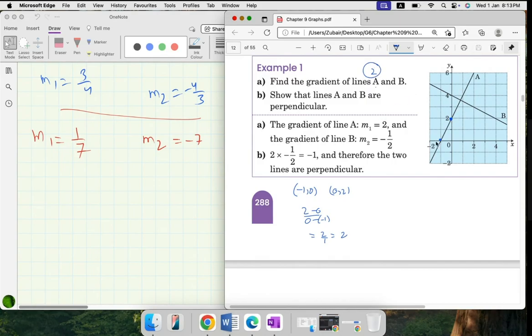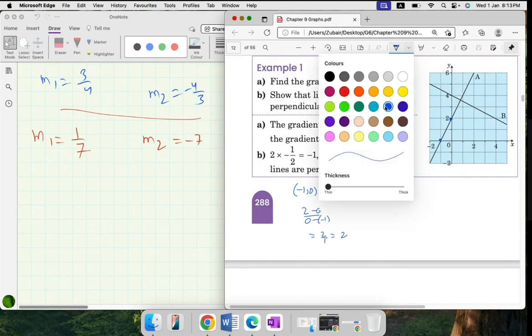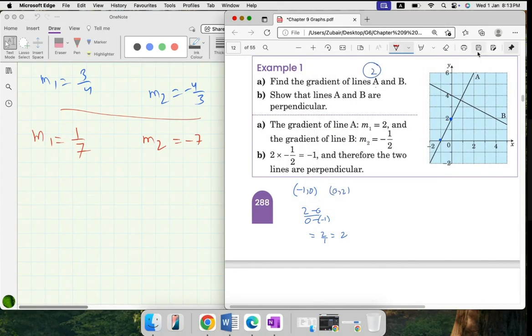Now I'm looking at line B for its gradient. Let me change the color. So I find this point, this is 0, 4. And let's say second point is this. It says x 4 and y 2. So y2 minus y1 over x2 minus x1 is -2 by 4. That is -1 by 2.